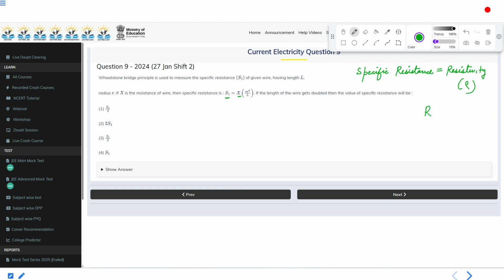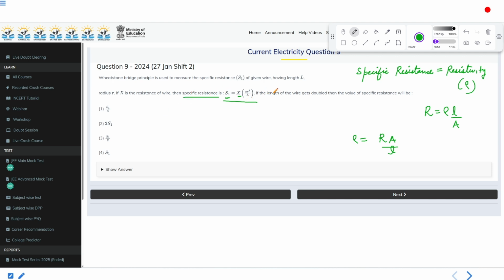We know that the relation of R with rho is R equals rho L by A. So rho is given by R A upon L, which is the same as given. X is the resistance of the wire and the area of cross section is pi R square, upon L. So this is the formula for resistivity, or we can say specific resistance.